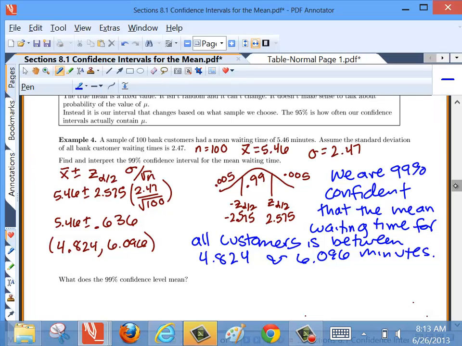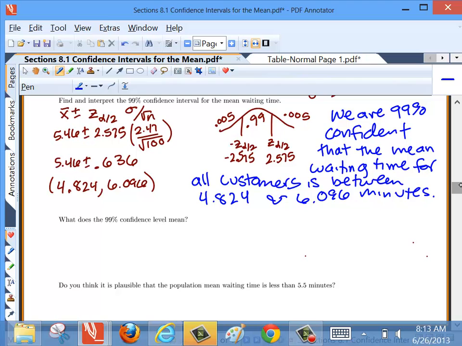So let's remind ourselves, what does the 99% confidence level itself mean? So not the interval that we found, but the confidence level. What do we mean when we say 99% confident? What is that 99%? It means we're 99% confident that the actual mean is within our sample. Okay, and what makes us 99% confident? Like, what is that 99 itself actually attached to? Does that make sense?